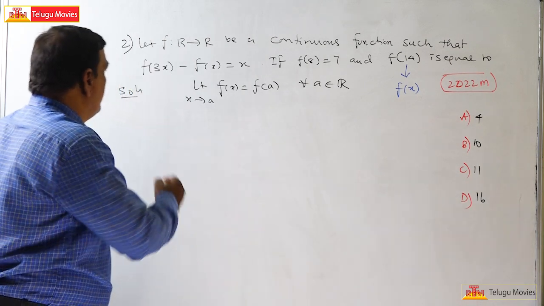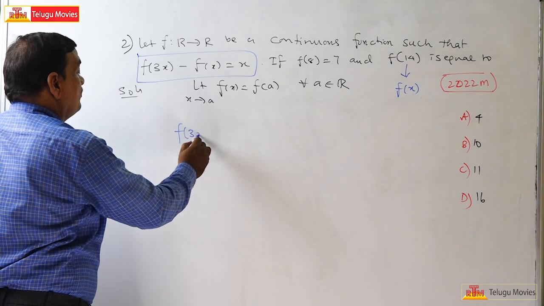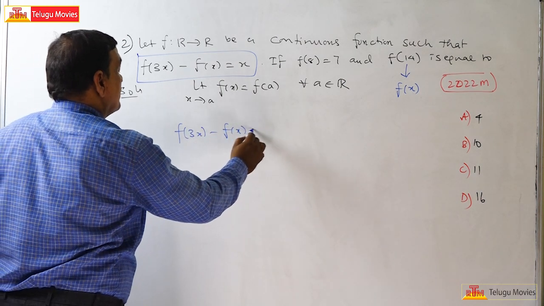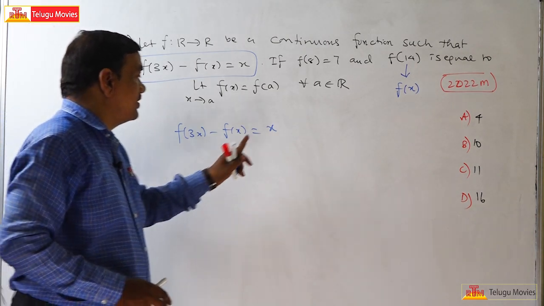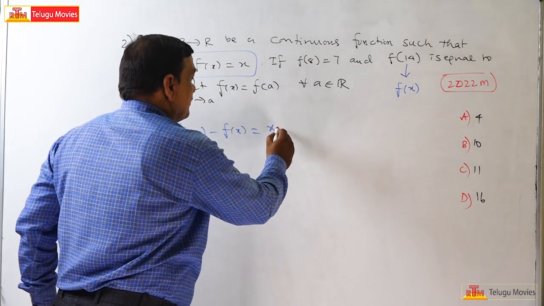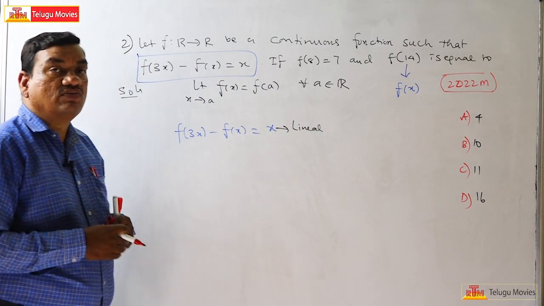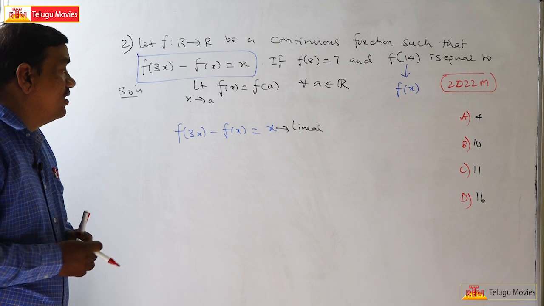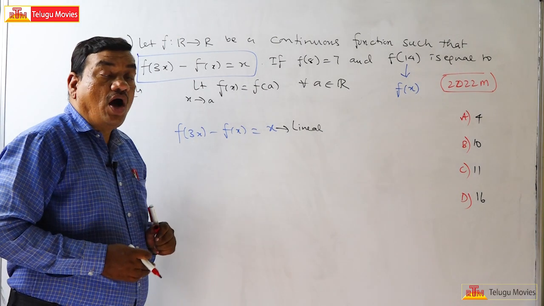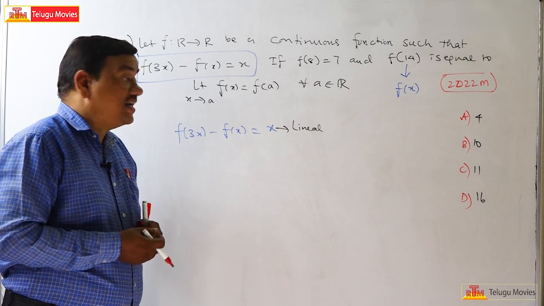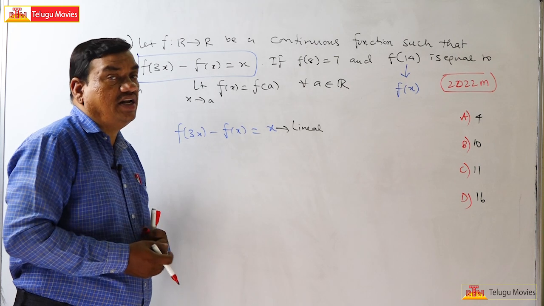But from this function we can guess. We have f of 3x minus f of x is equal to x. Here x is a linear function, degree 1. Therefore, the difference of two linear functions is also linear.